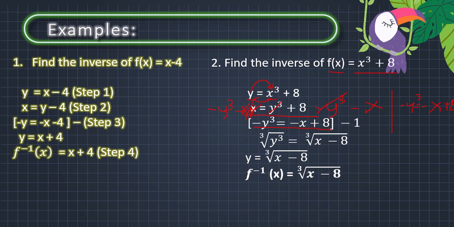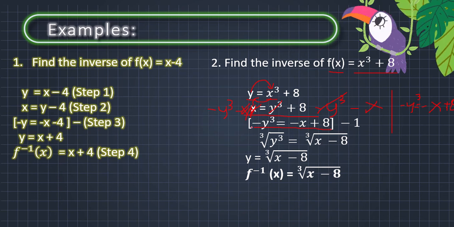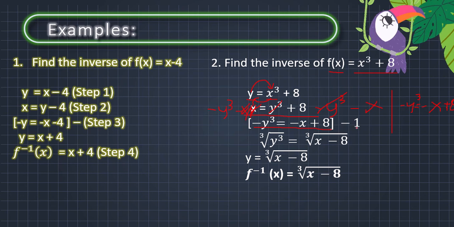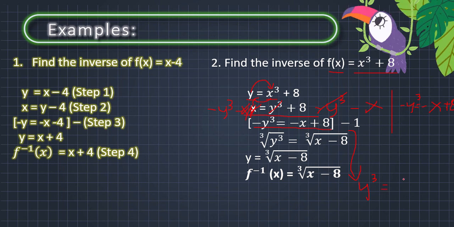And after that, we are going to multiply it by negative 1 because the y cube is expressed with a negative sign. So we need to eradicate the negative sign there by multiplying by negative 1. Therefore, negative 1 multiplied by negative y cube. So let me write here the observation on how we do it. It's going to be y cube here, which is equal to x minus 8. Now we have this form.